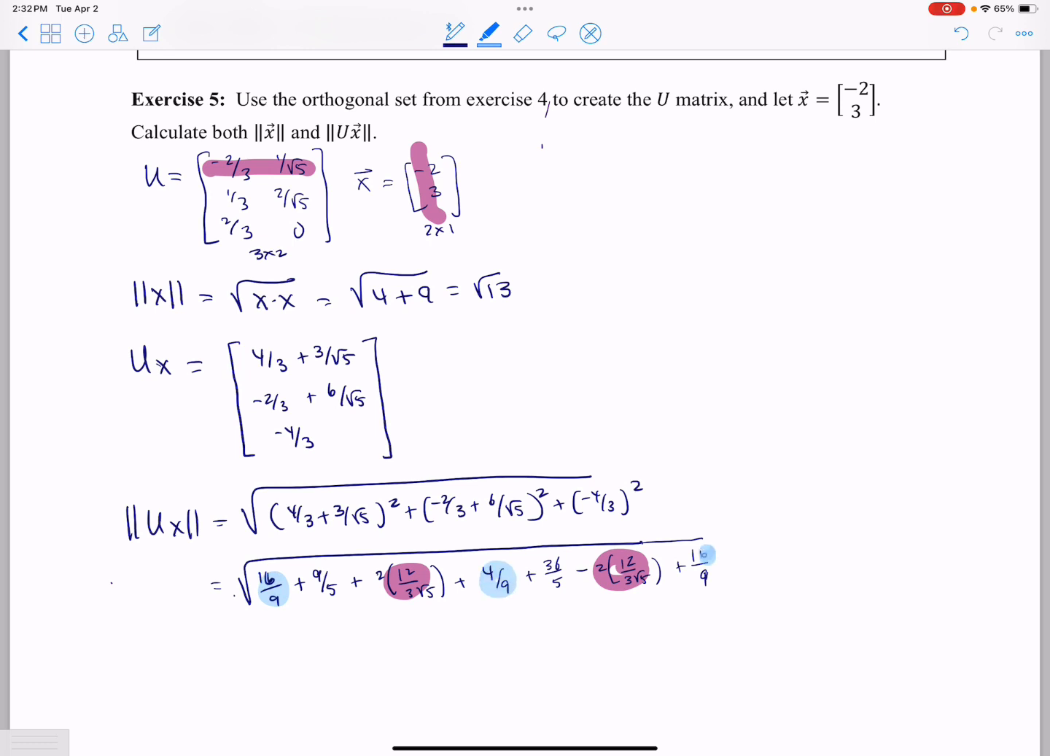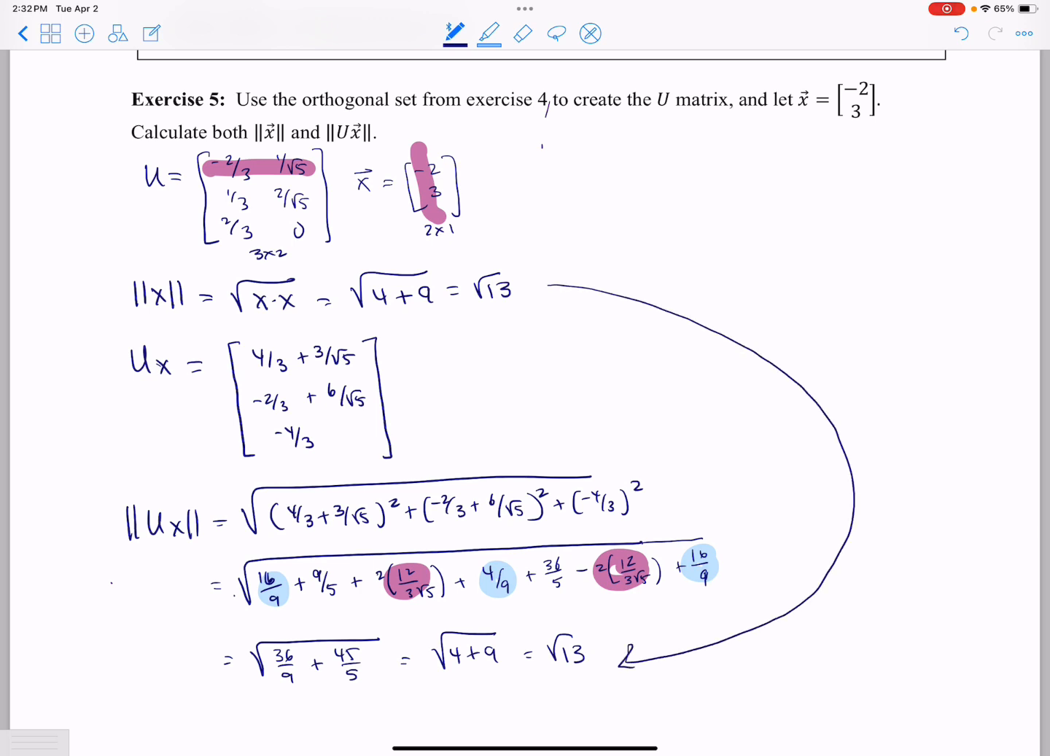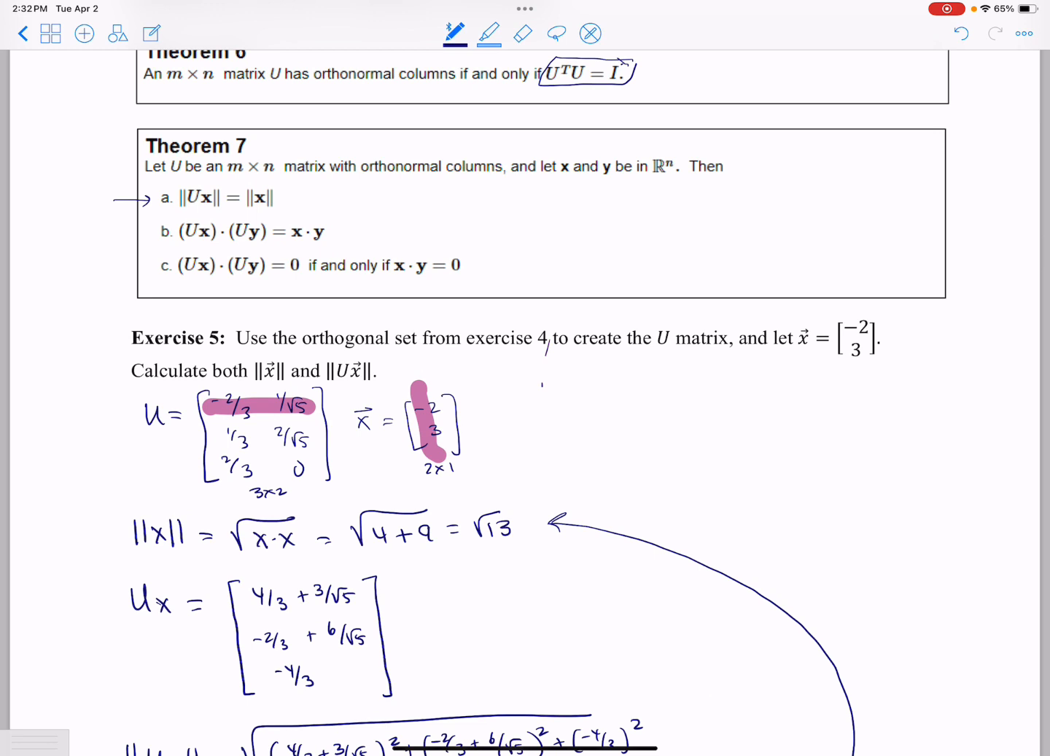Combining all the 9ths together and then all the 5ths together, I get 16 plus 4 plus 16, which is 36 over 9, plus 45 over 5, or 9. So this is square root of 4 plus 9, which is square root of 13. I just wanted to verify these two are the same. This by no means is a proof that this is true, but it does demonstrate that the length didn't change when you multiplied by a unitary matrix.